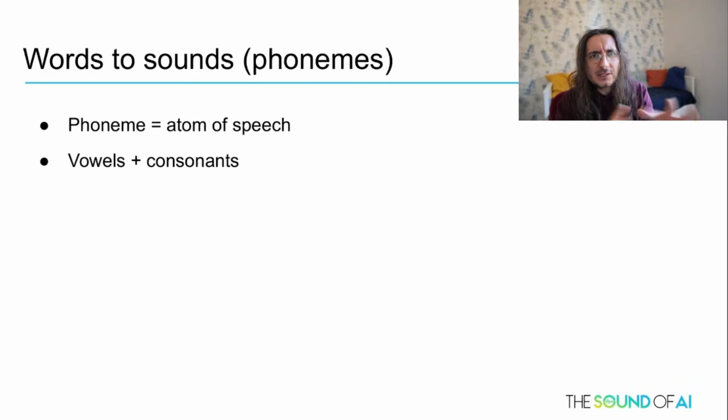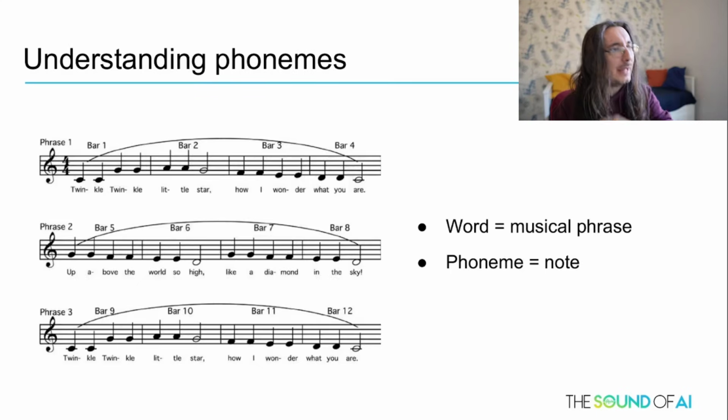Good. So now we have these words, we have this language. So how do we pass from words to sounds? Well, here's where phonemes come in, okay? But what are these phonemes? Well, we can think of them as the atom of speech. These are the individual sounds that make up speech. And these are your vowels and your consonants. For example, a consonant phoneme would be t, okay? But let's use a couple of analogies to understand what these phonemes are a little bit better.